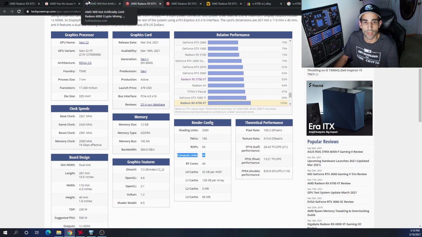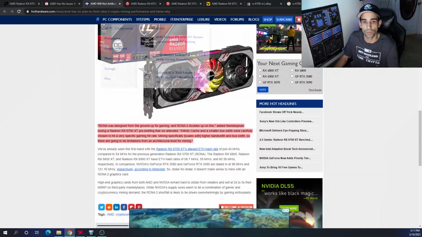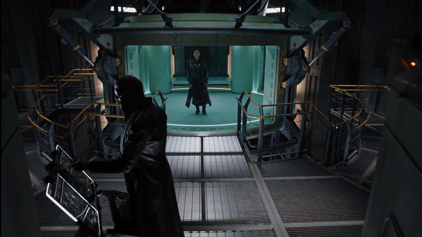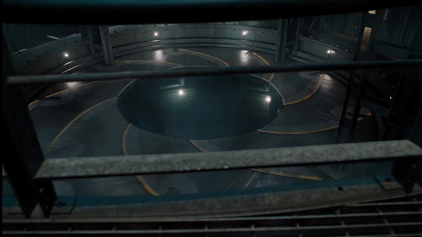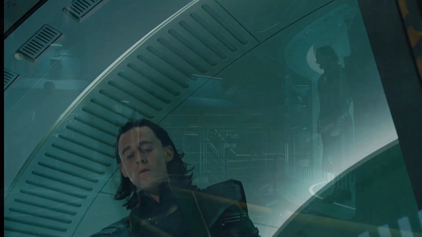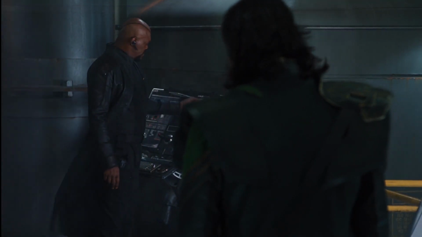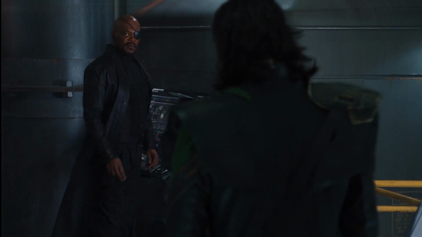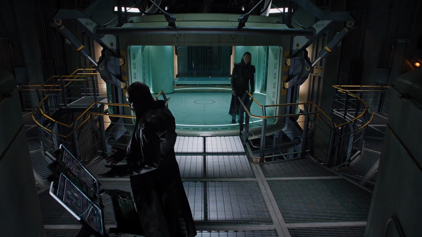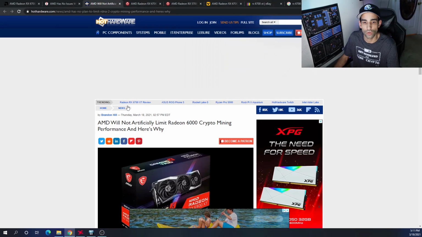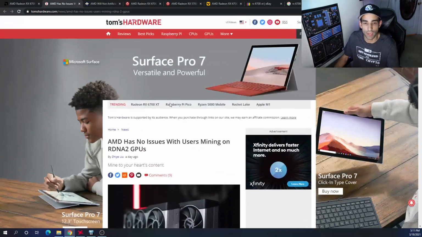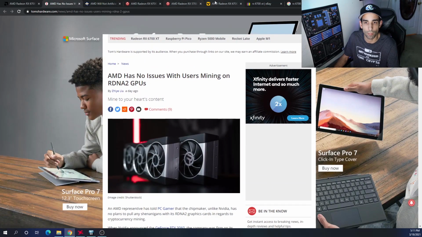So while AMD has no quarrel with the miners, they certainly know how to mitigate the want, or the demand, that the miners would have had.